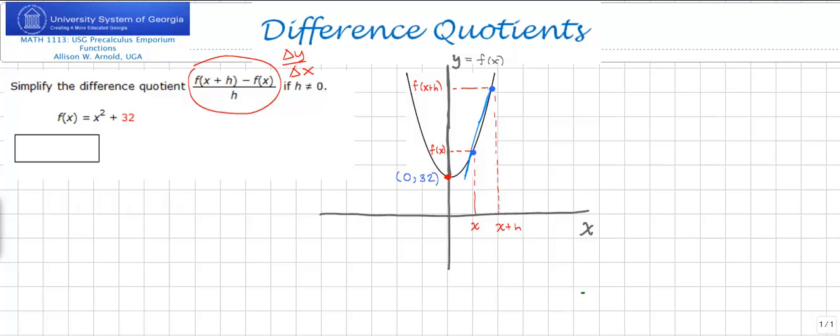Now that's a very important concept in calculus, so it's really important that you get the algebra skills down now so that you won't have trouble later.